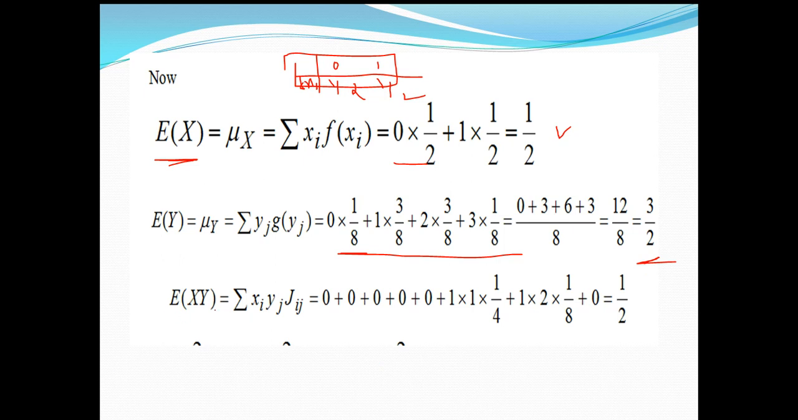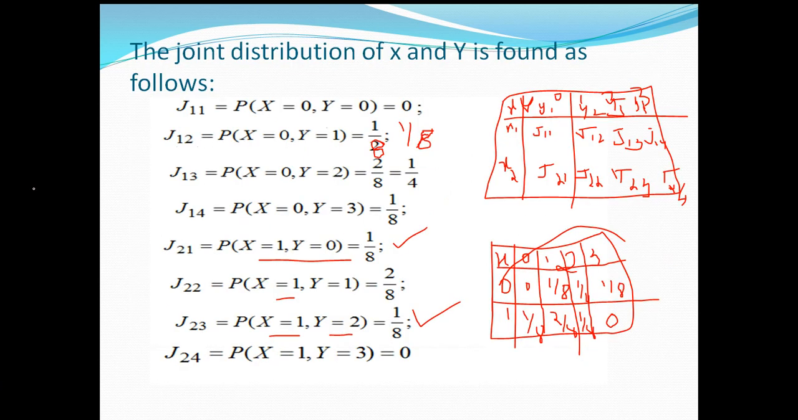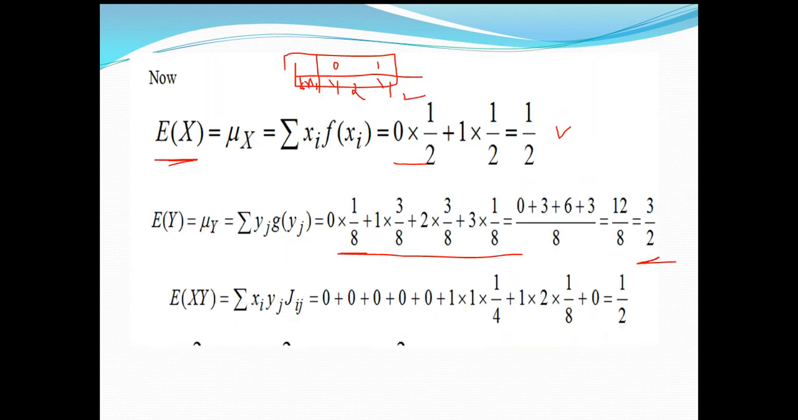Now expectation of xy. What is the formula to find expectation of xy? That is summation of xi yj fij. This is in the distribution table. So xi, this value, this into this into this. So 0 into 0, next 0 into 1 plus 1 by 8. Obviously it is 0. 0 into 2, again 0. 0 into 3, again 0. Therefore, this is what is written for the first 4 values. When x is equal to 0, we get the value 0.